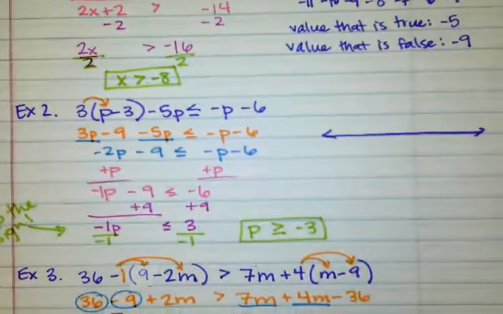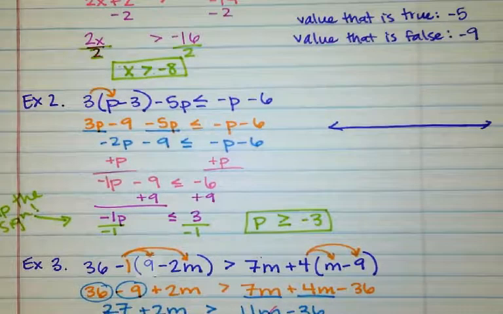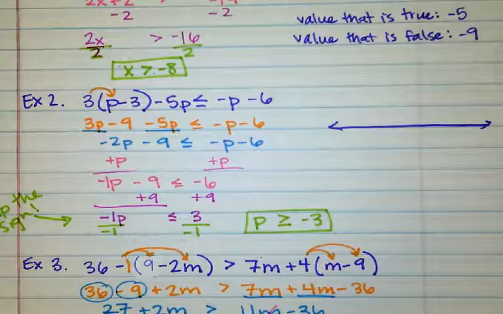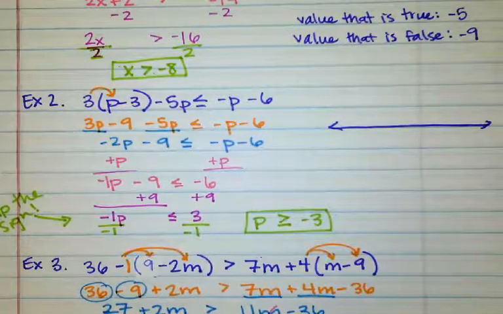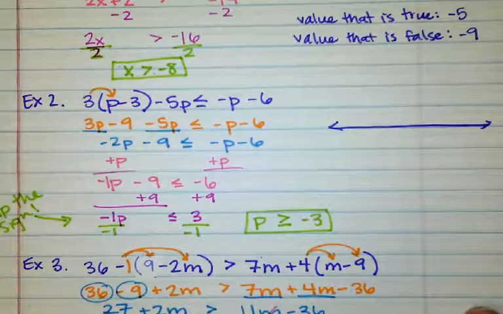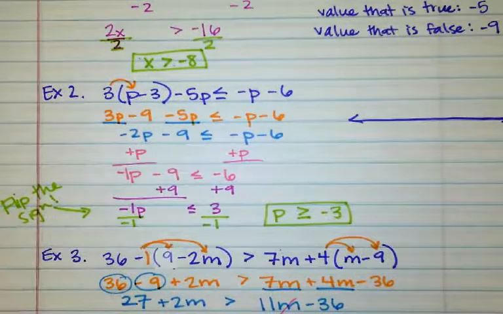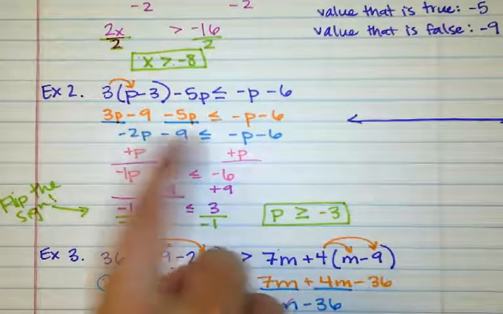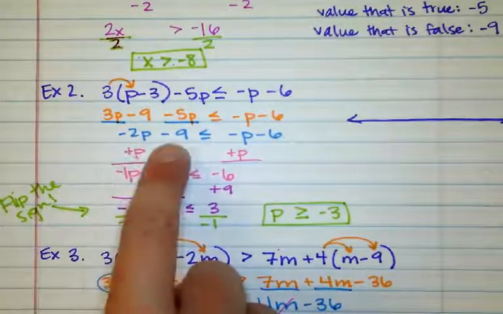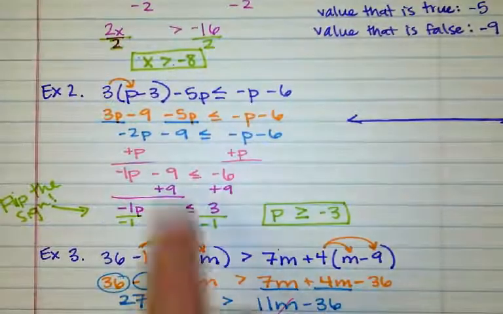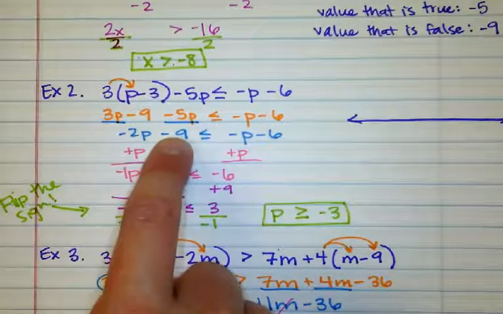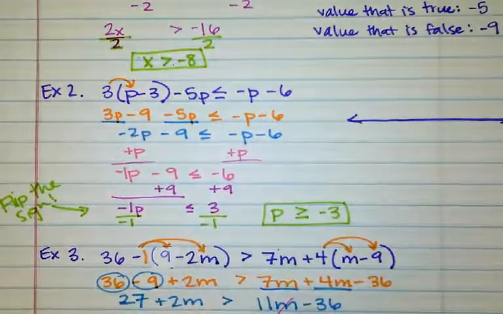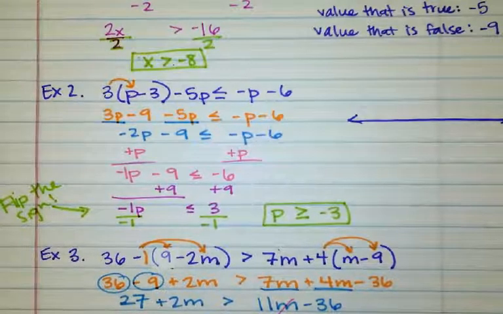For example number 2 here, we had 3 parentheses p minus 3 minus 5p is less than or equal to negative p minus 6. So guys, when you check this out, we distributed, then we combined our terms. We didn't have to combine any terms in the first one. We combined our like terms on the left side of the equation. The right side was already good. Then we combined our variables.